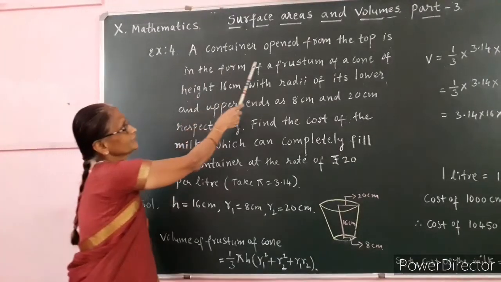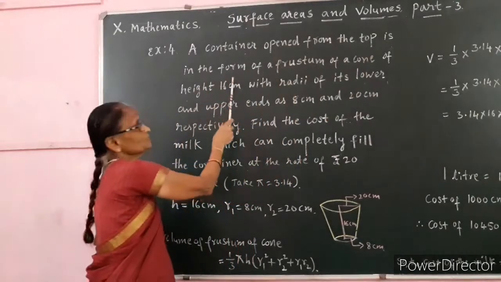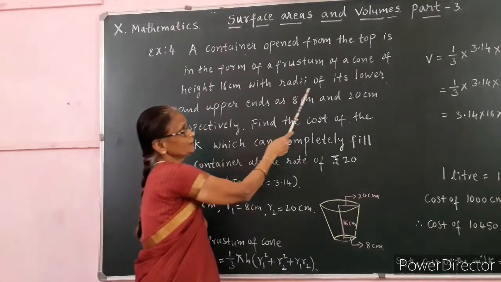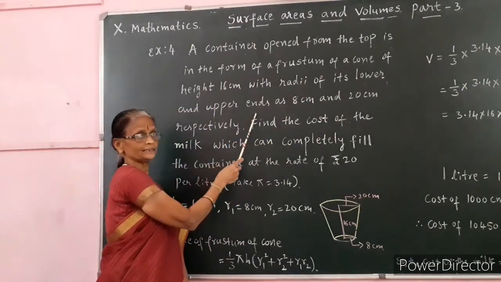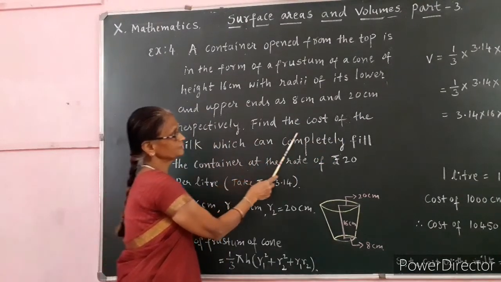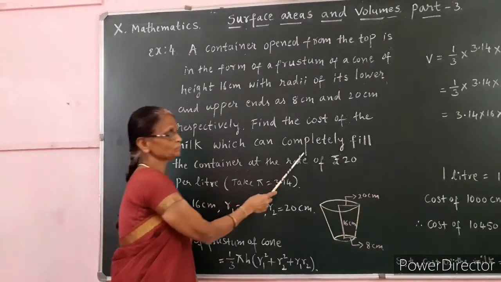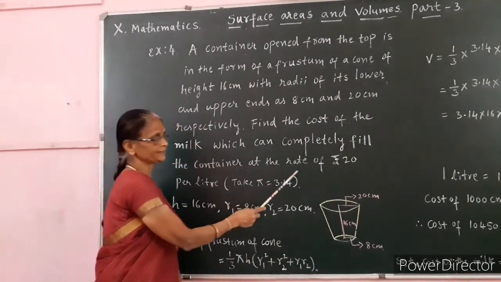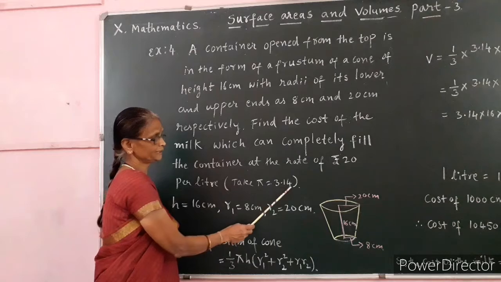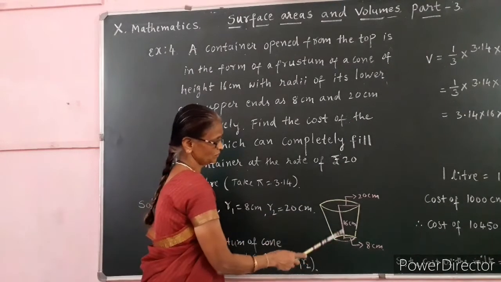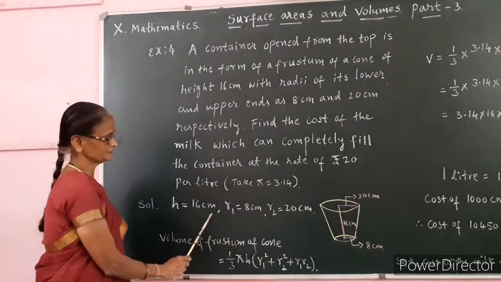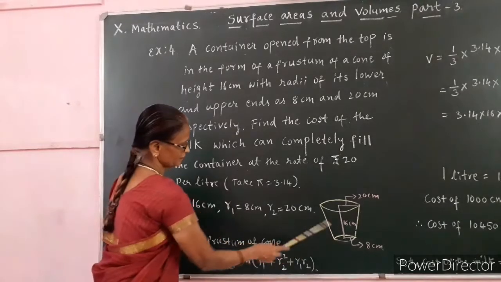Example 4. A container opened from the top is in the form of a frustum of a cone of height 60 cm, with radii of its lower and upper ends as 8 cm and 20 cm respectively. Find the cost of the milk which can completely fill the container at the rate of rupee 20 per liter. Pi value is given, that is 3.14. This is a frustum of a cone. It contains the milk. The height of the frustum is given, that is 60 cm, R1 is 8 cm and R2 is 20 cm.